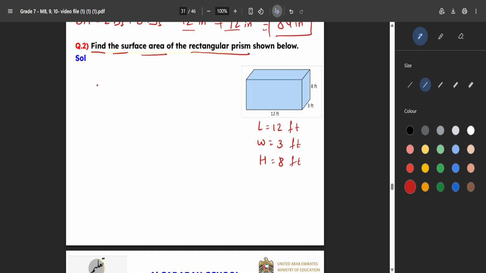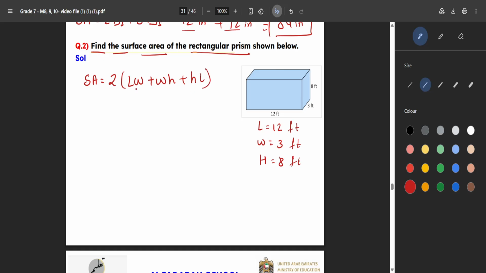Now I told you for this you have a direct formula. Okay, no need to put too much brain, just use the formula. Surface area of a rectangular prism is 2 times length into width plus width into height plus height into length.